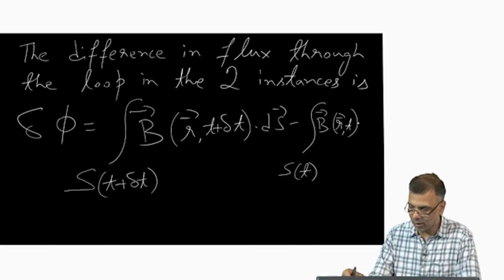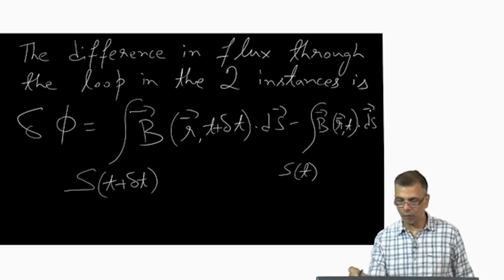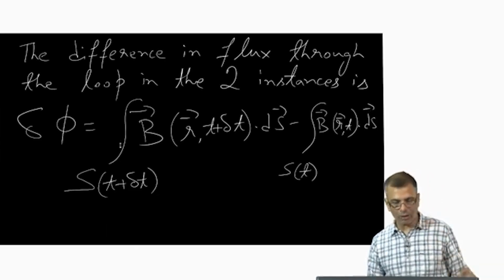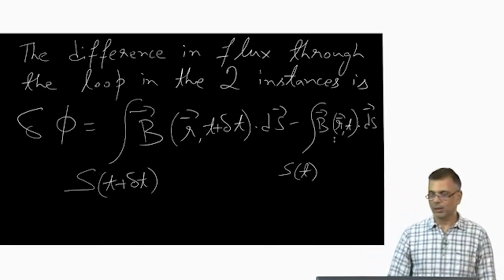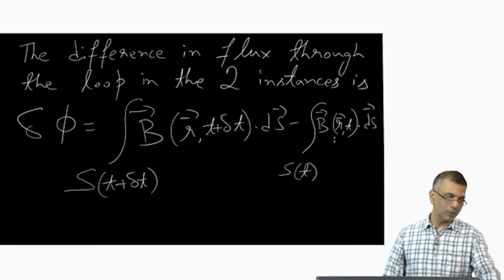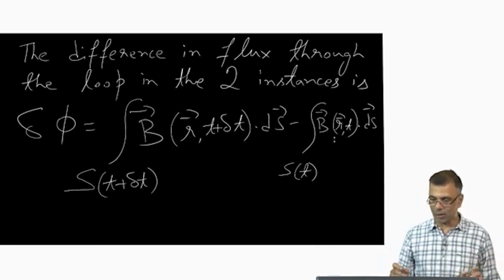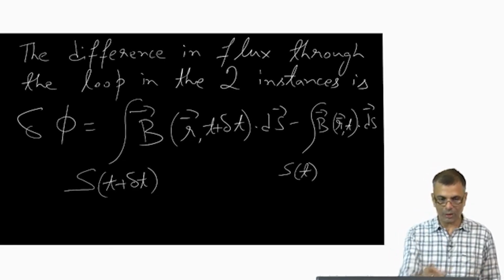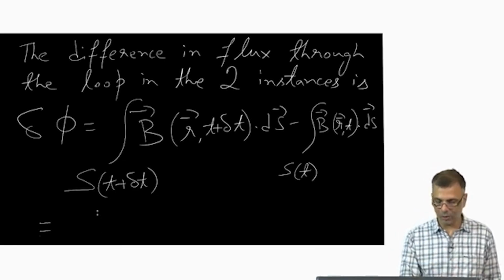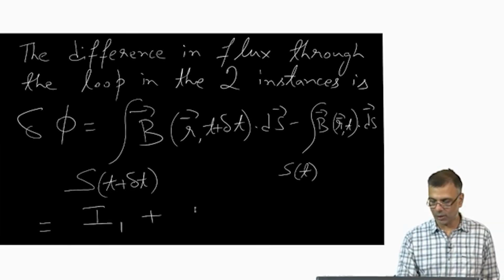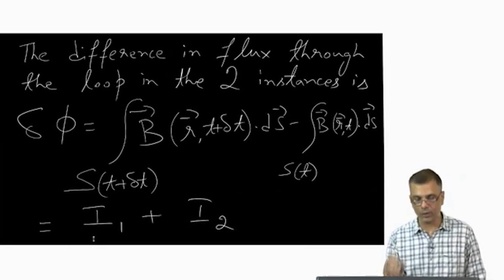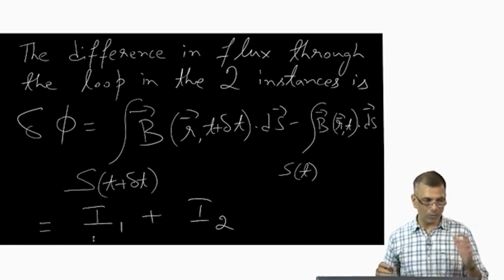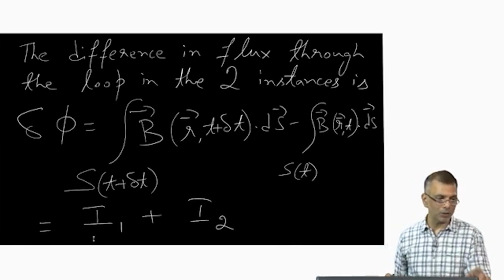Right? And it's an area integration. So what's the difference between these two? Well, the cross sectional area has changed, and we have allowed the magnetic field to change. Really, that's the main difference between these two. Okay. So let us say that this is equal to some I1 plus I2. In a minute we will ask what is this I1 and what is this I2. We need to be very careful about this, which is why I am proceeding slowly.